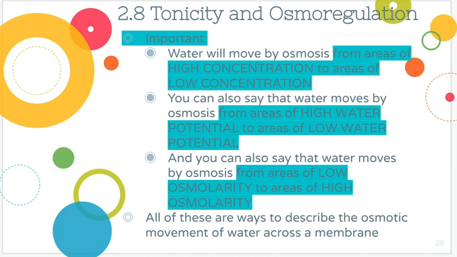And I want you to notice how I've highlighted the 3 different sentences here because they are all different ways to say the same thing. And so you can say that water moves by osmosis from an area of high concentration to an area of low concentration. But you can also say that it moves from an area of high water potential to an area of low water potential. And then you can also say that it moves from an area of low osmolarity, meaning that there's low solute concentration, therefore high water concentration, to an area of high osmolarity, which means an area of high solute concentration, therefore low water concentration. So all 3 of these are different ways to say the same thing.